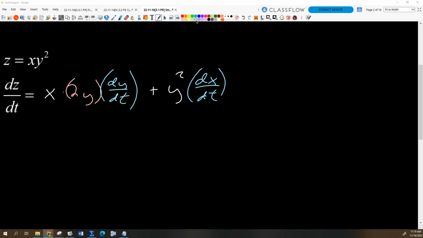We know that we're differentiating with respect to t, so we could call those primes if we wanted to. We could maybe simplify this and write this as 2xy y prime plus y squared x prime, where we know we're differentiating with respect to t, so the primes refer to derivatives with respect to t.